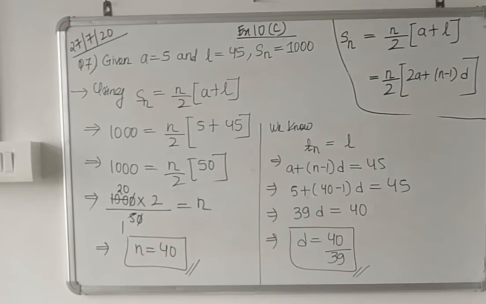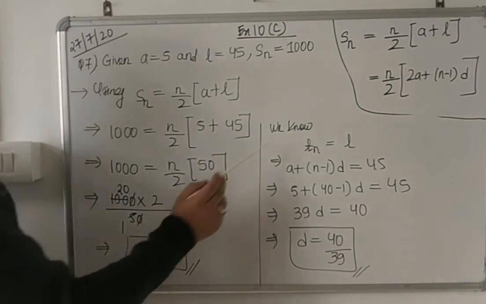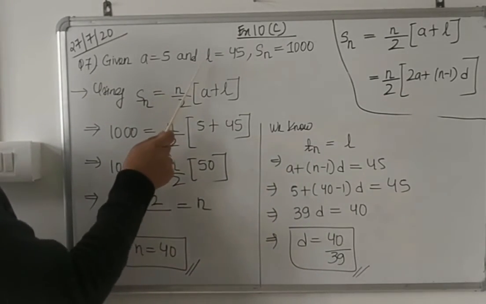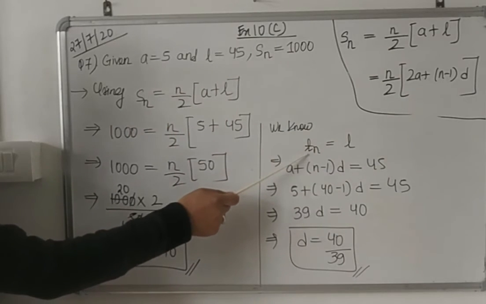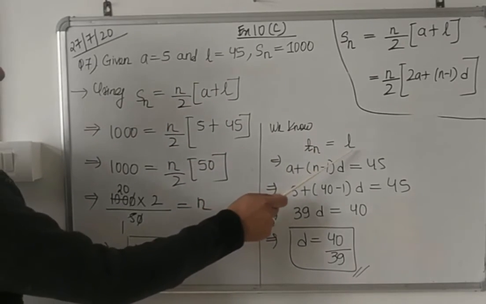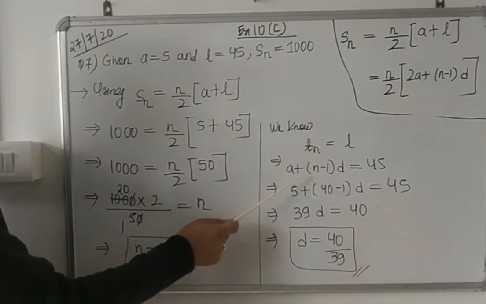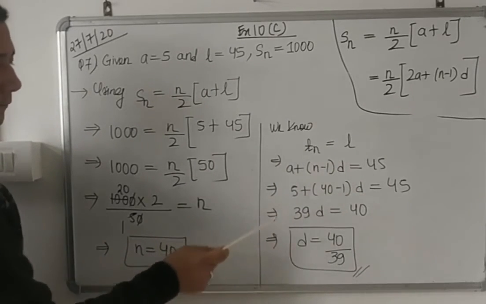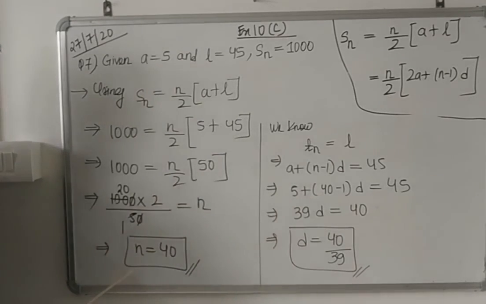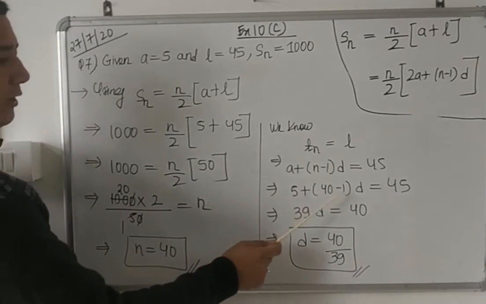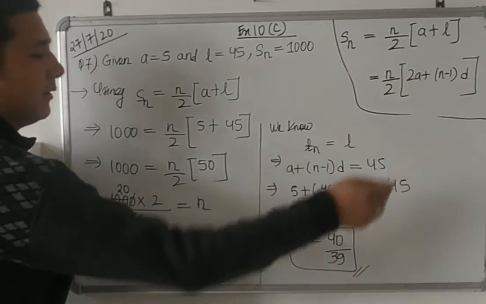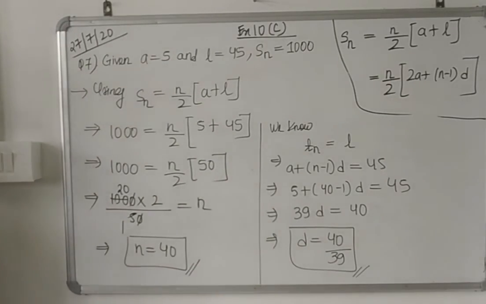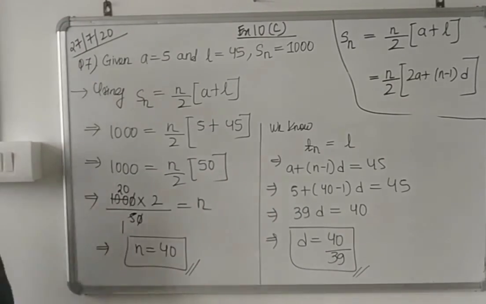Alright, let's move ahead. I hope you're clear with the value for n. Now we need to find the common difference as well. What we know is the last term is also the nth term. So we know Tn equals l. Use the value for Tn: a plus (n minus 1) into d equals 45. a is 5, d we need to find, n is 40. So 5 plus (40 minus 1) into d equals 45. It becomes 40 equals 39d. So what is the value for d? 40 by 39. Pause the video and note it down.